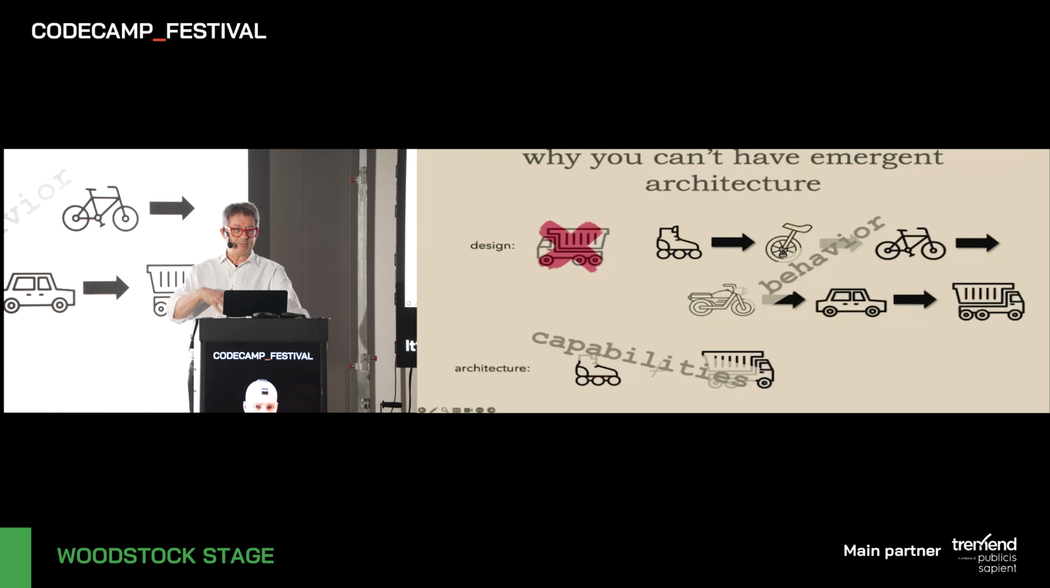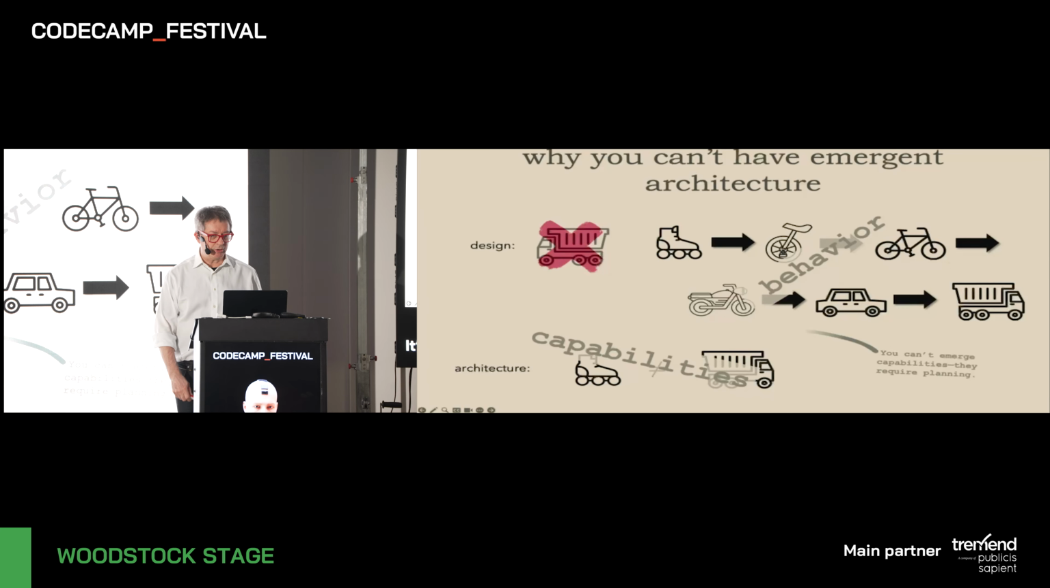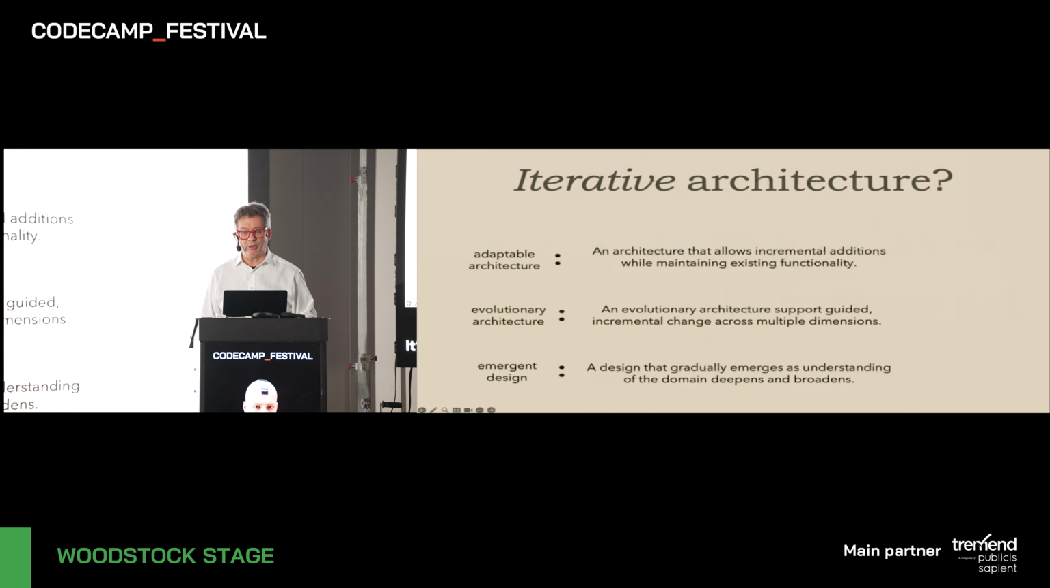Similarly, if I'm building a simple little website to track something like a coin collection or something like that, I don't need an architecture. But if I'm building a highly scalable, highly available, high-performance web application, I have to do some planning for that to be able to support those capabilities. You can't emerge capabilities. They require planning.